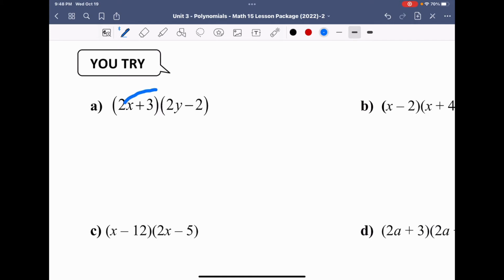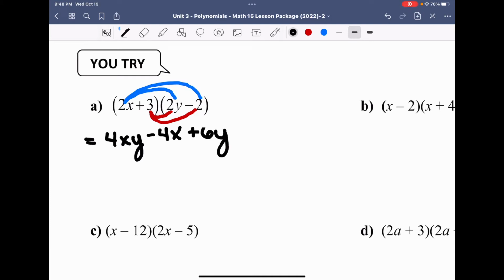I'm going to do my first terms, that's the F component. So if I start here, this is equal to 2x times 2y, the coefficients multiply to 2 times 2, which is 4, and I multiply the x and the y together here. Then I go to my outer terms, 2x times a negative 2. That's equal to negative 4x. I then go to my inner terms, or the I, and my last terms, and therefore I'm going to get 3 times 2y is positive 6y, and then 3 times negative 2 is negative 6.